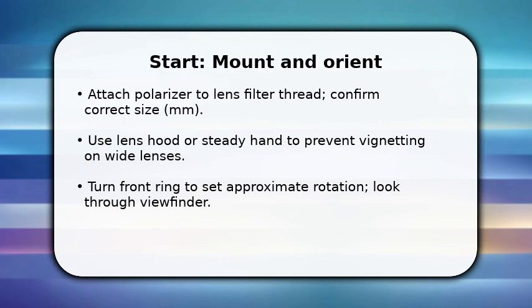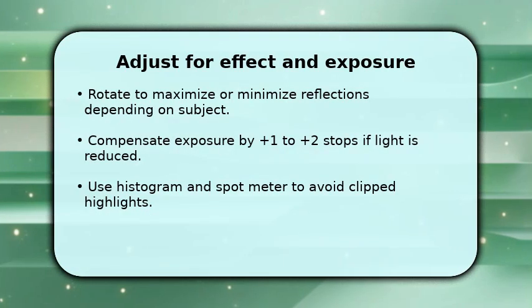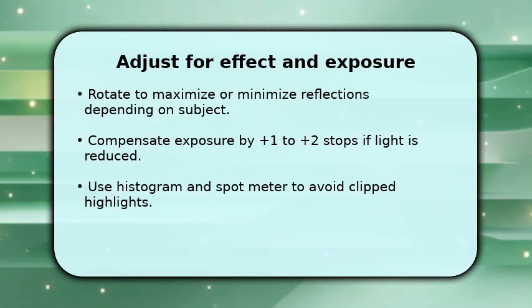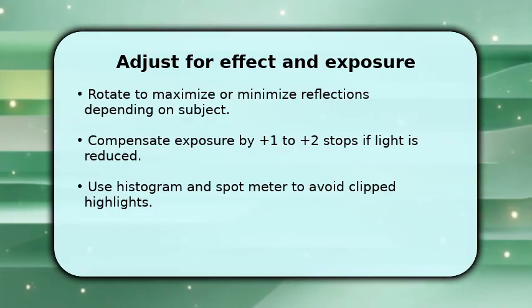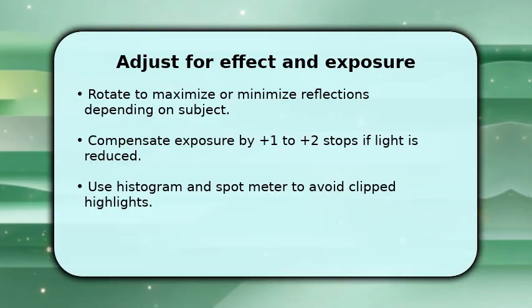If shooting wide, make sure the hood clears the filter and the frame isn't darkened at the corners. Once you see the polarizing effect, fine-tune by rotating the ring to achieve the desired balance between reflections and color saturation. You're choosing how much light and reflection to remove.